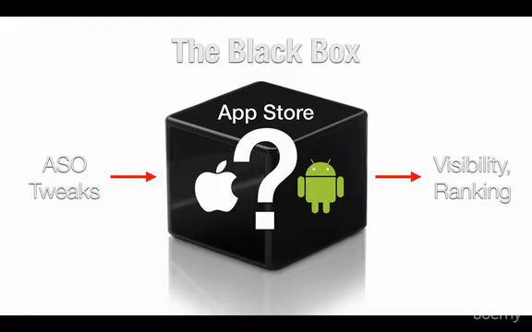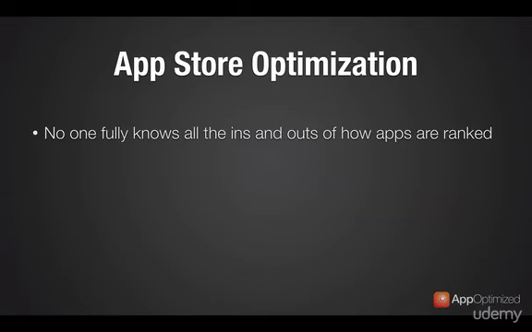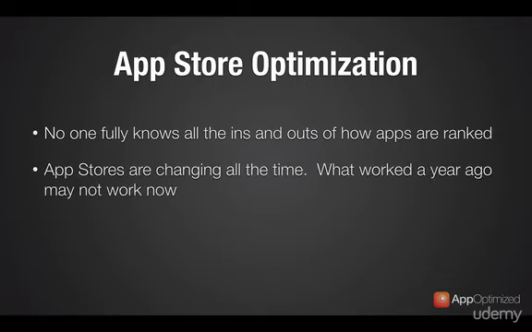I wanted to point this out because what this means is that no one fully knows all the ins and outs of how apps are ranked in these stores. And it's changing all the time. App stores are changing, and what worked a year ago may not work now. It's a lot like searching on the web too. Nobody knows exactly what Google's doing, and they're constantly tweaking their algorithm. So it's a constant cat and mouse game where we're trying to figure out how to best rank in searching.